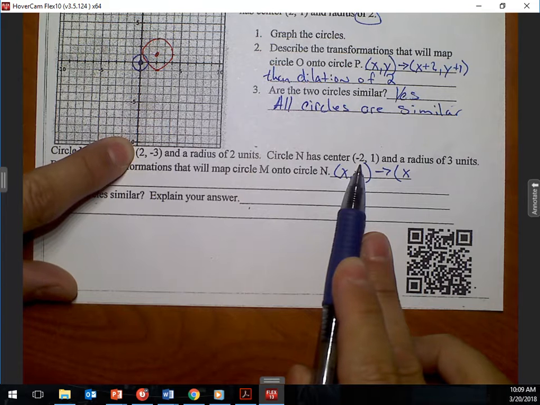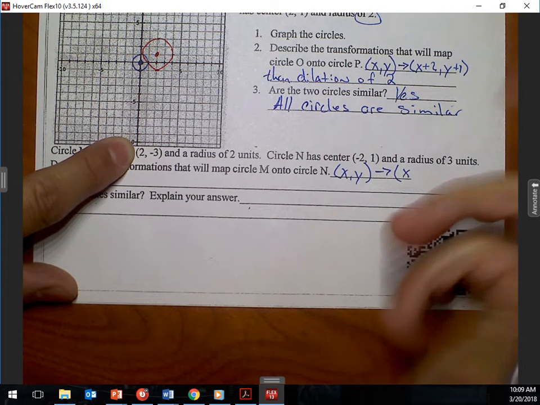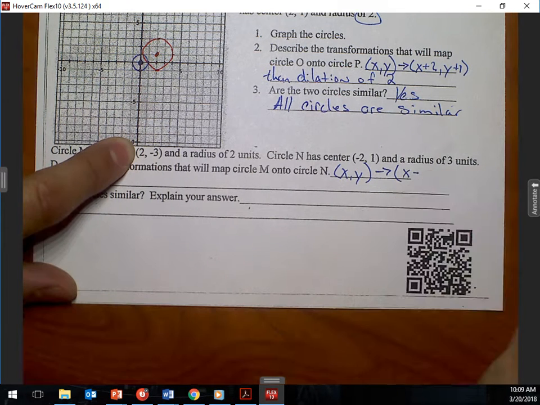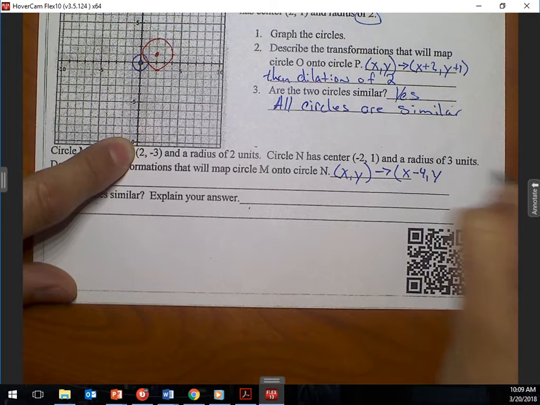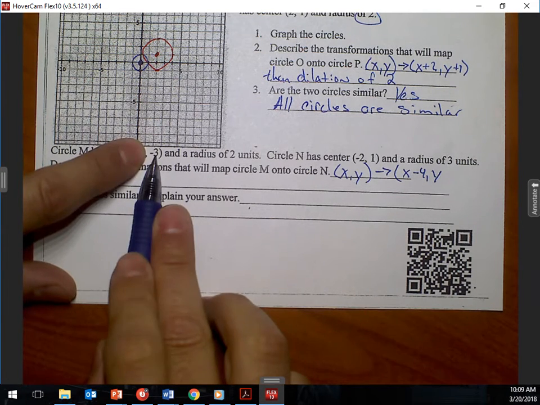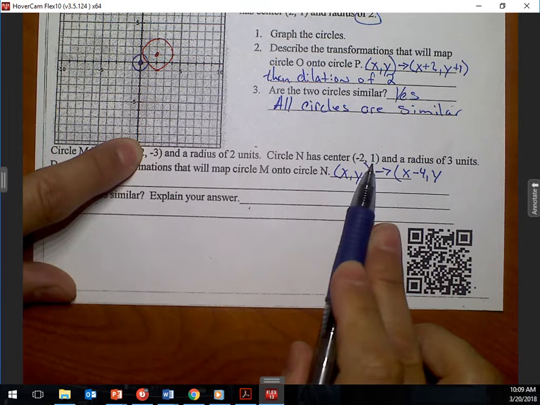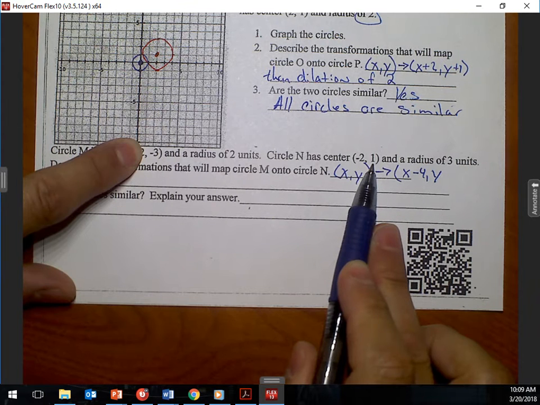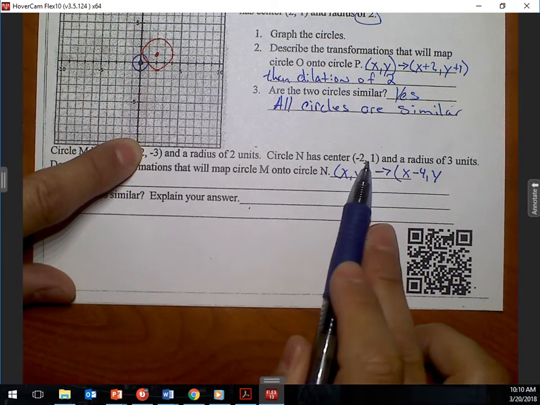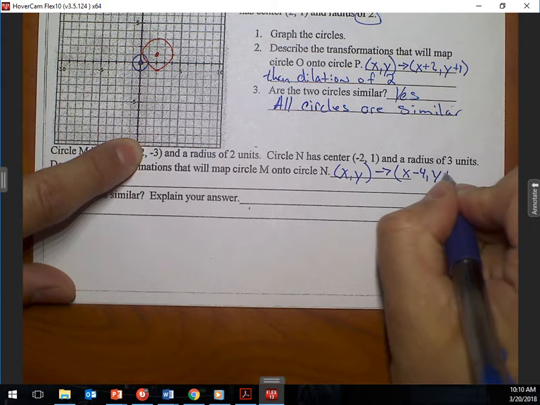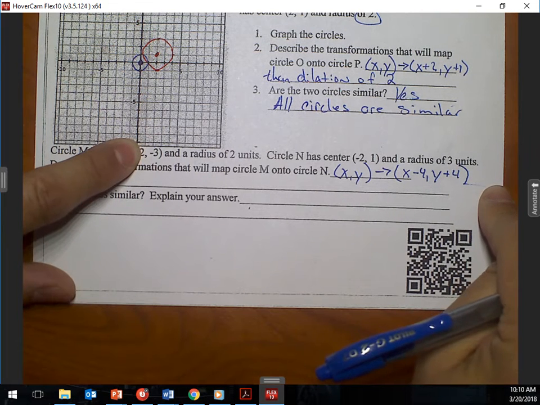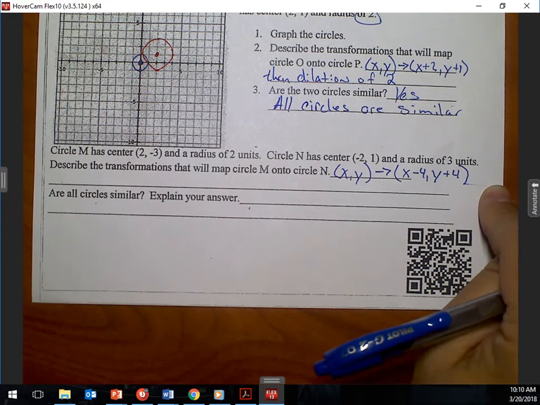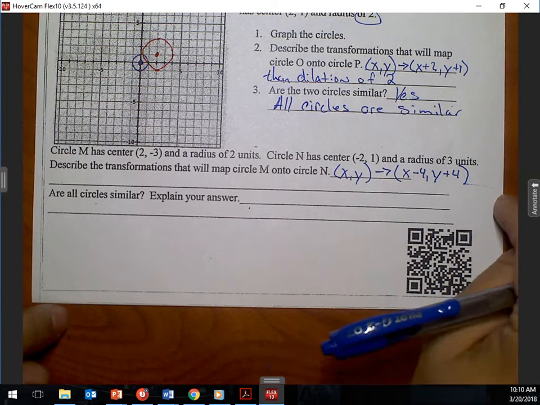Are you adding or subtracting? Subtracting. Very good. How much? 4. Very good, subtracting 4. And now the Y value. If I'm starting at negative 3 and going to positive 1, am I adding or subtracting? Adding. Very good. How much? 4. So it's plus 4. So there's my translation, right? Yes. Okay.